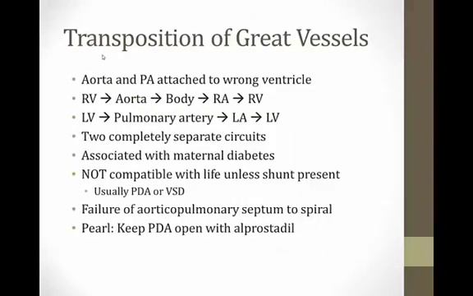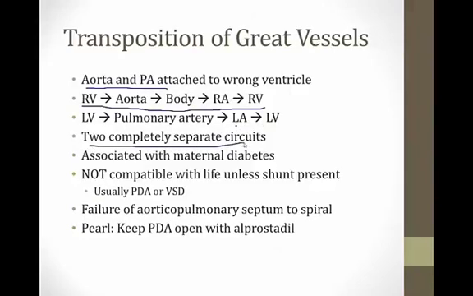Next condition is transposition of the great vessels. So in this problem, the aorta and pulmonary artery are attached to the wrong side. So normally the aorta attaches to the left ventricle, but in this condition it's attached to the right ventricle. And normally the pulmonary artery attaches to the RV, but in this condition it's attached to the LV. So the right ventricle pumps blood to the aorta, to the body, back to the RA, back to the RV. Blood goes through this whole circuit and never enters the lungs. The left side pumps blood to the pulmonary artery, through the lungs and back to the LA, and then to the LV again. You have two completely separate circuits.